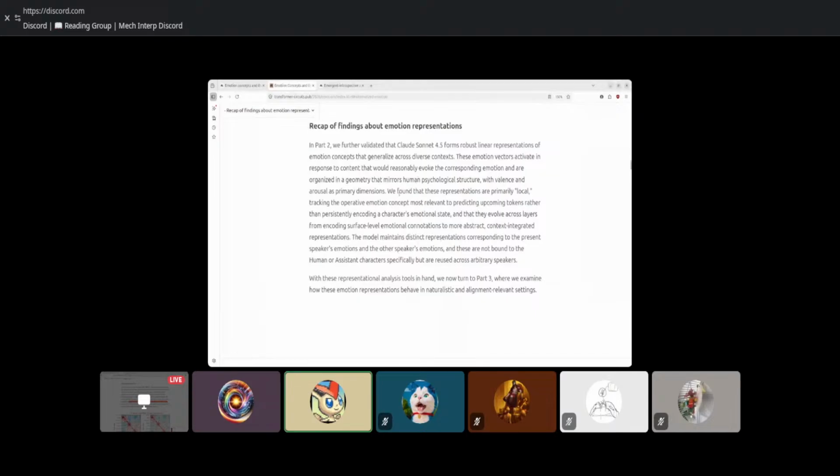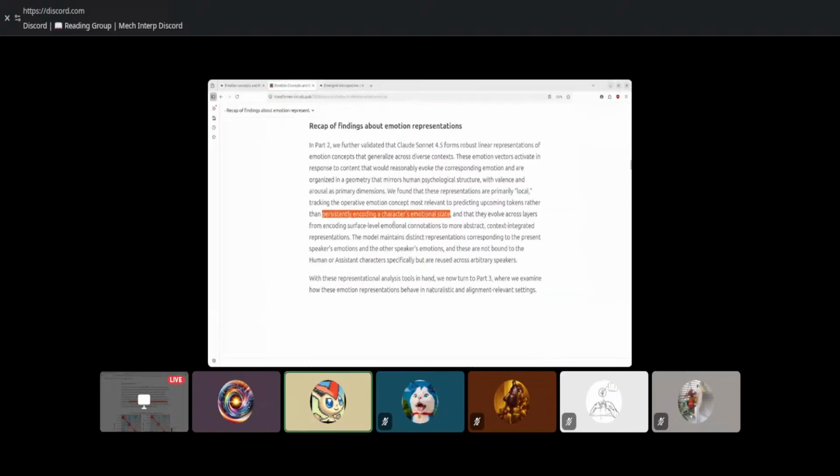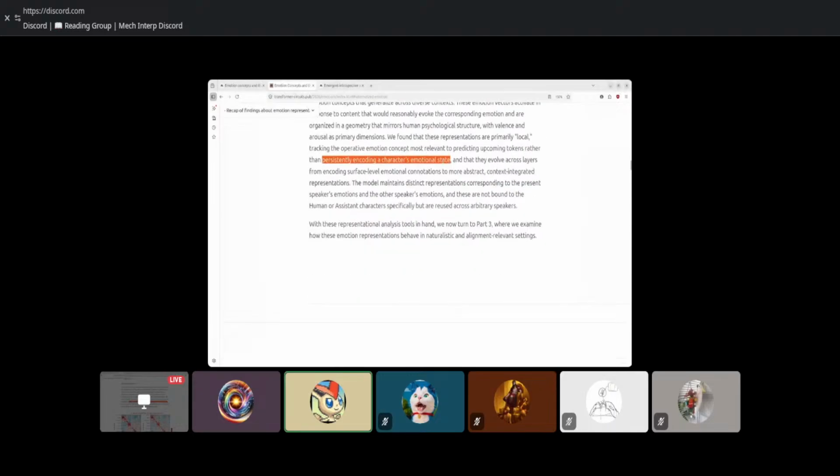Confident emotional precision. Other pairs are primarily local, tracking the operating models more relevant to predicting upcoming tokens, like the persistently encoded character's emotional state. I do wonder if the persistently encoded emotional state changes something before, if you find some representation of that.